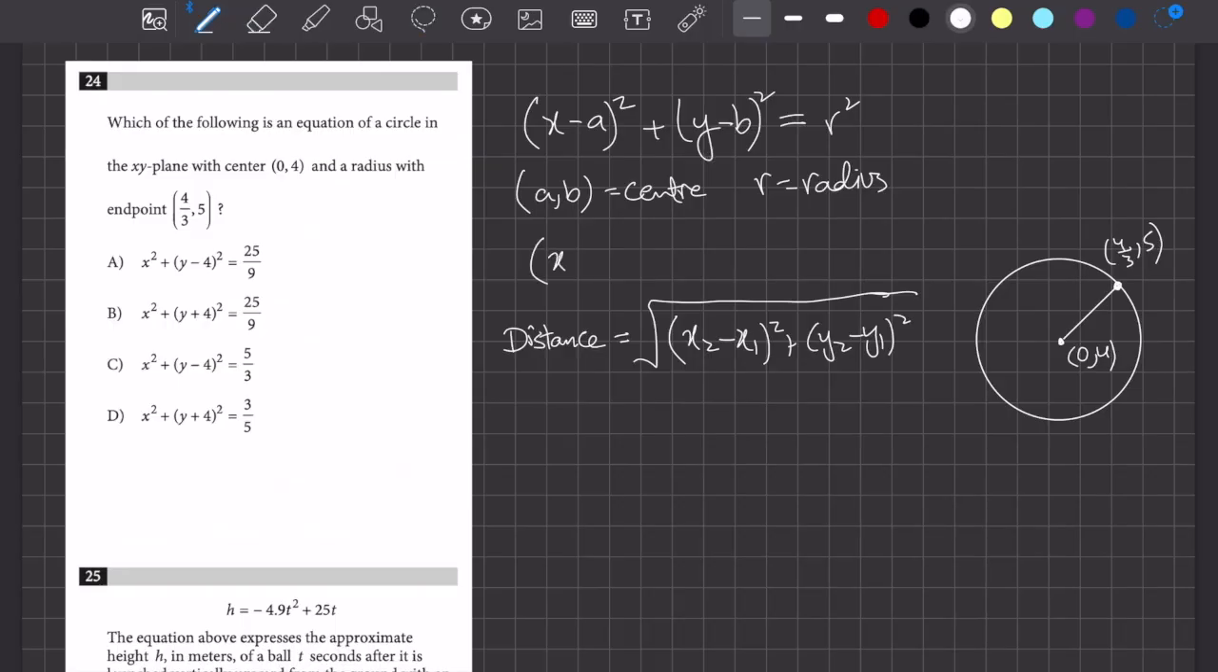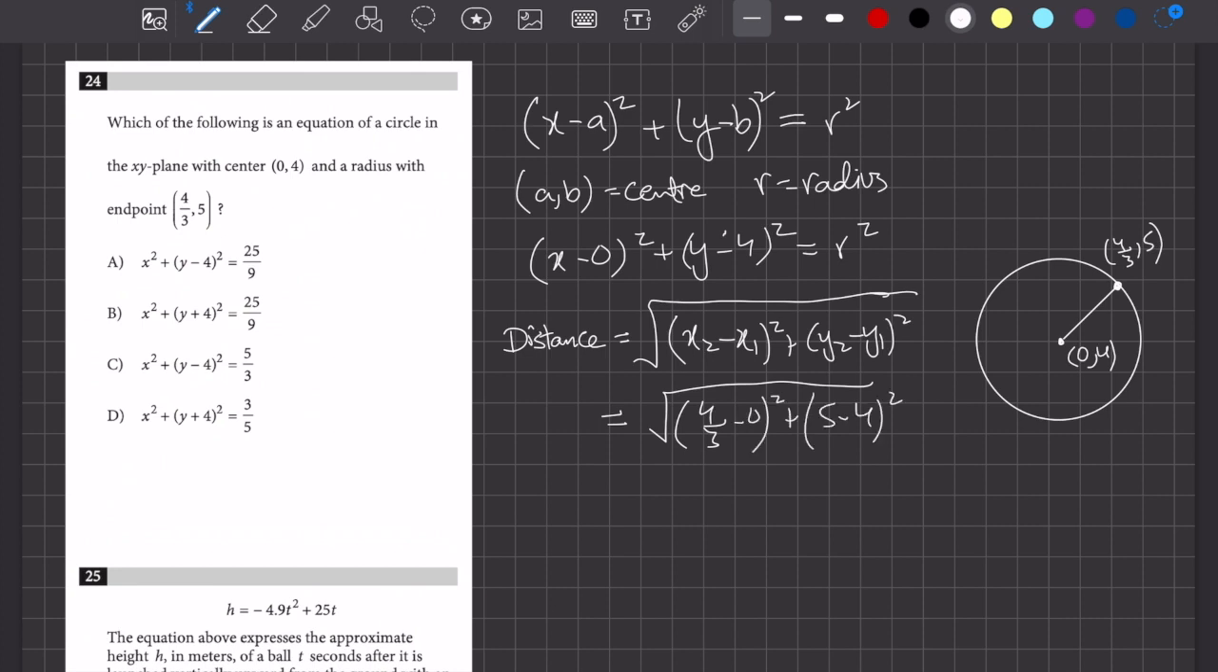In question 24, we find the equation of the circle using this general form. We don't have the value for radius, so we need to find that first. It can be found by finding the distance between the centre and end point. We use the given formula and plug in values, and that gives root 25/9. We plug that back into the equation of circle and get answer A.